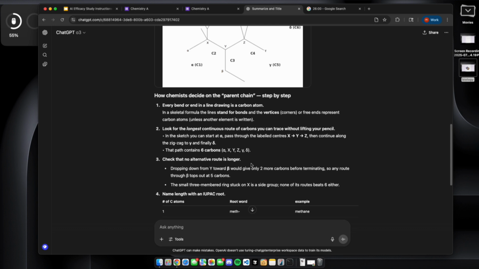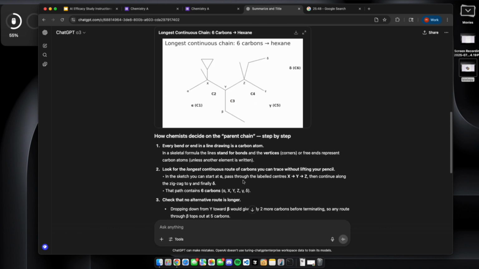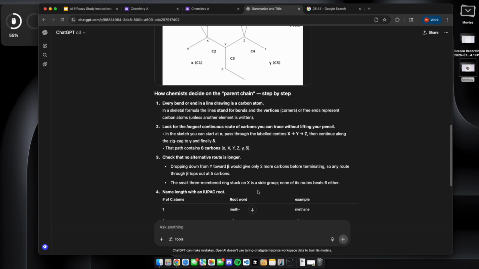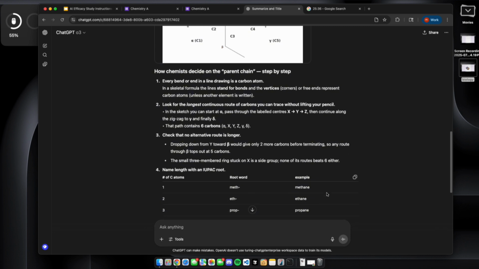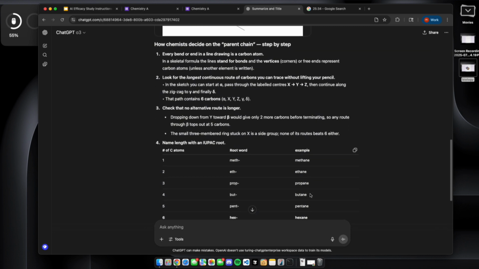Check that no alternative route is longer. Dropping down from Y toward B would only give 2 more carbons before terminating. So any route through B tops out at 5 carbons. Or not B, but it looks like a B. Check that no alternate... the small 3-membered ring stuck at X is a side group. None of its routes beat 6 either.